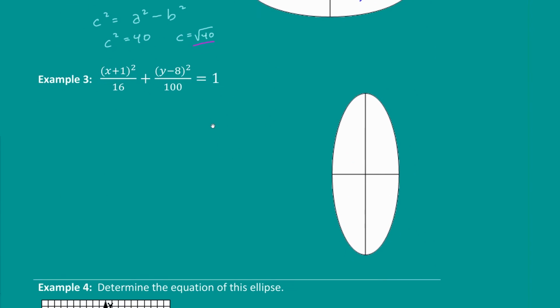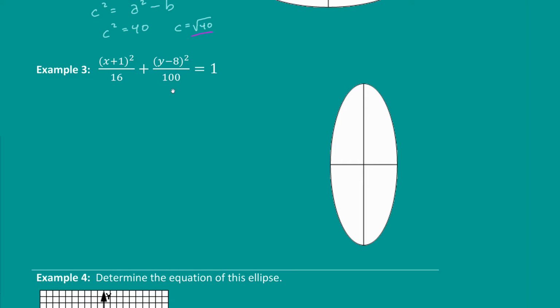This one is going to be where our y is favored, where our y is our major axis. Again, our center is going to be at -1, 8, based off of these values. Our A squared equals 100, so our A will equal 10. A is our bigger one, not necessarily that it's under the y, it's just the bigger axis. B is the square root of 16, which is 4.